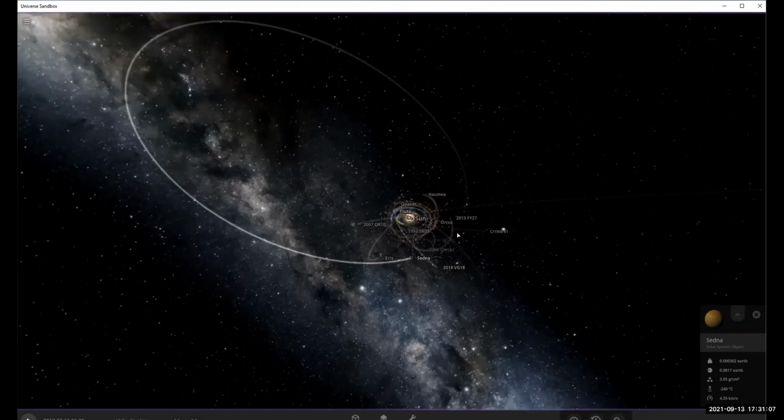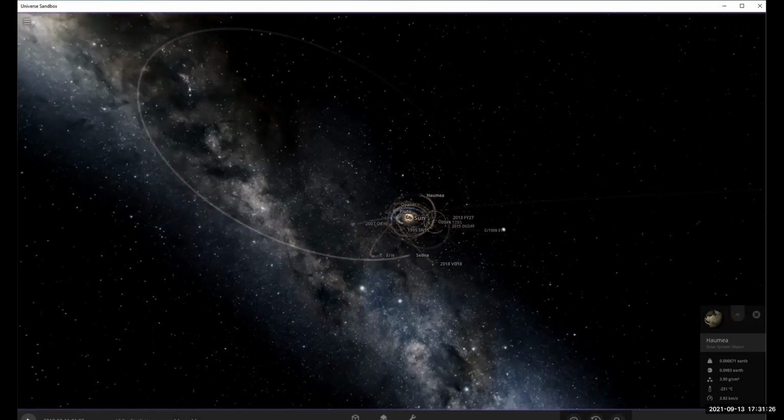So we have Sedna, we have Haumea. Haumea has this very weird structure, as I was saying. If you look at it, it has this egg shape. It's very eggy shaped because it's spinning so fast on its axis. It's not a sphere anymore; it has this elongated shape in here. So this is an introduction to the objects in the solar system.